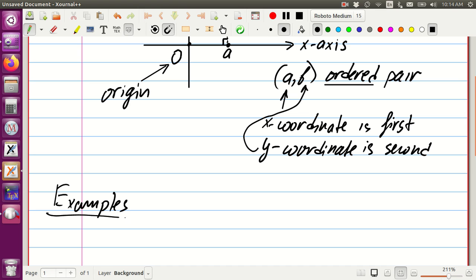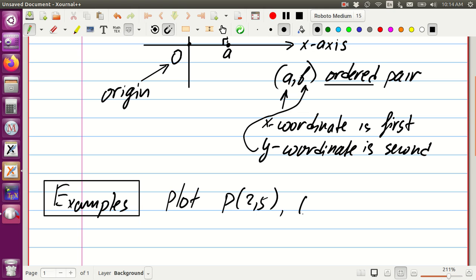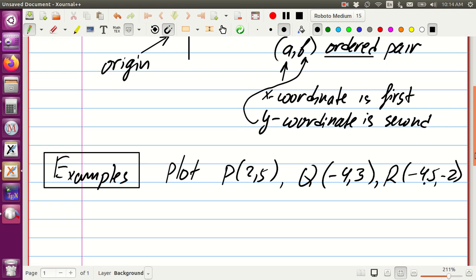So in this example, the assignment asks us to plot point P with coordinates 2 and 5, point Q with coordinates -4 and 3, R with coordinates -4.5 and -2, and point S with coordinates 4 and -3. So let's try to do that.